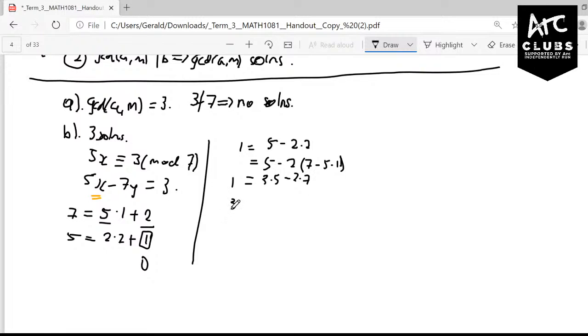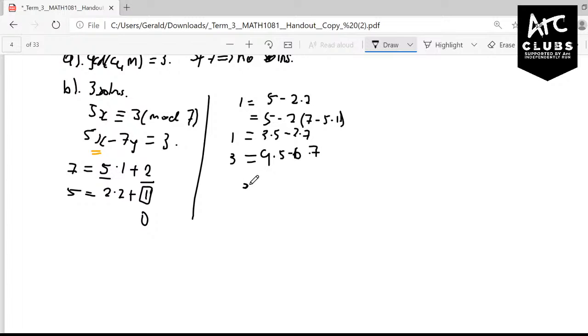So here, 3 is equal to 6 times 5 minus, well, 3 times 2 gives us 6 times 7. Oh, that should be a 9, not a 6. Let me just erase this. That should be a 9. Cool, and 9 times 5 is 45, minus 42 is 3. Awesome. Okay, so you know that one of our solutions must be equal to 9.